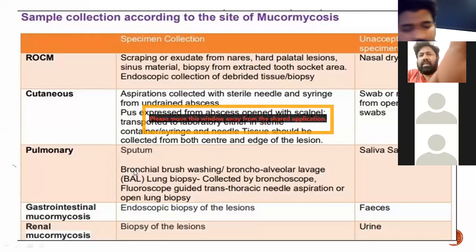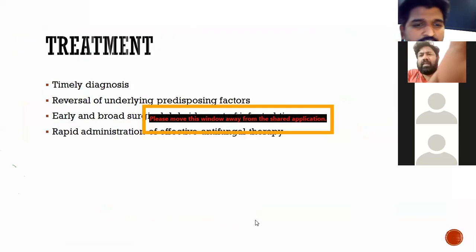And pulmonary, as I already described, you do a wash, you do a biopsy, you do a sputum examination. Often sputum and saliva are considered poor quality specimens. GI, you could do an endoscopic biopsy, and renal, you could do a biopsy of the lesions under image guidance.